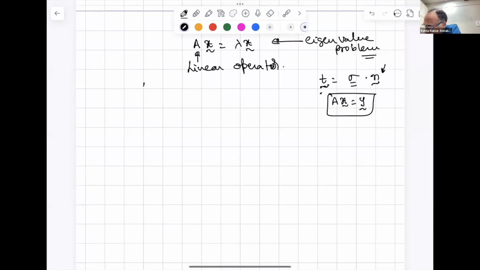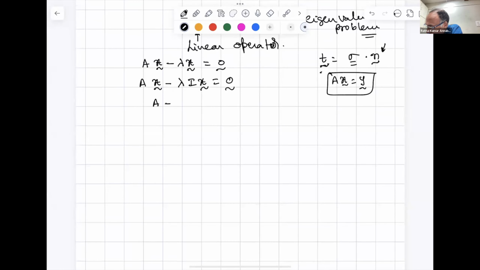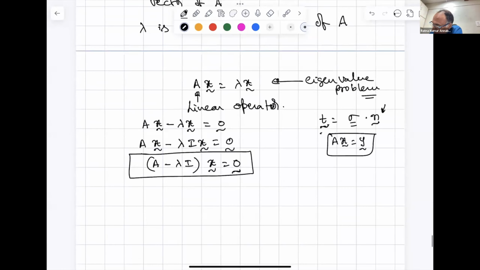I am rewriting this equation. I can write Ax minus lambda x equal to 0, the null vector, not the scalar 0. This can also be written as Ax minus lambda times Ix, where I is the identity matrix. Now I can write (A minus lambda I) times x equal to 0, the null vector. Now, this is my eigenvalue problem. Again, this is the same as this problem, right?